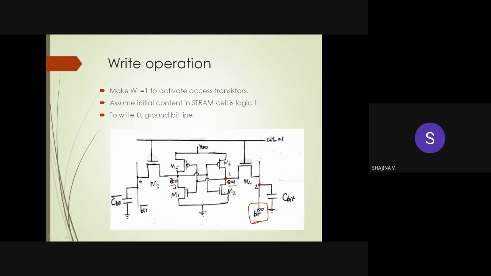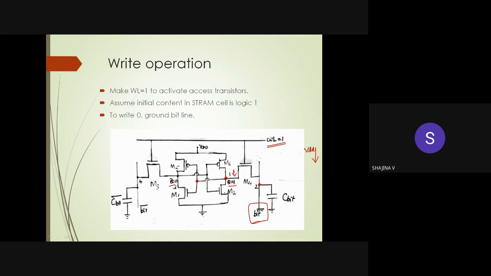As a result, current will flow through the transistor M4 because since WL is equal to 1, this transistor is on. So current will flow through the transistor M4. Okay, as a result, the voltage level at this point 1 will reduce. That is, it reduces from VDD, okay, to a lower value. Then this output is connected to the input of the next inverter pair.